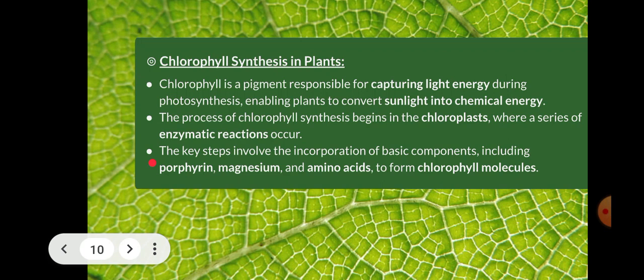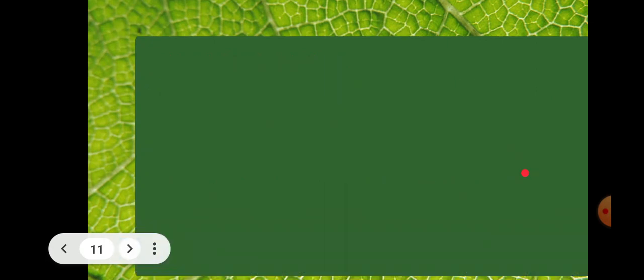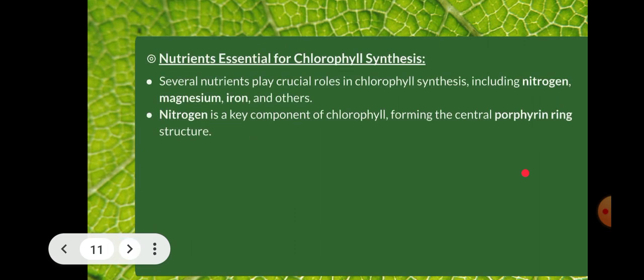The key steps which are involved in the incorporation of the basic components include porphyrin, magnesium, amino acids, and chlorophyll molecules. Many nutrients have a very important role in the synthesis of chlorophyll, and these include nitrogen, magnesium, iron, and some others. Nitrogen is the basic key component of chlorophyll and it forms the central porphyrin ring structure.